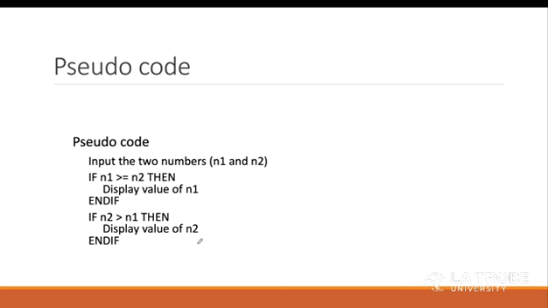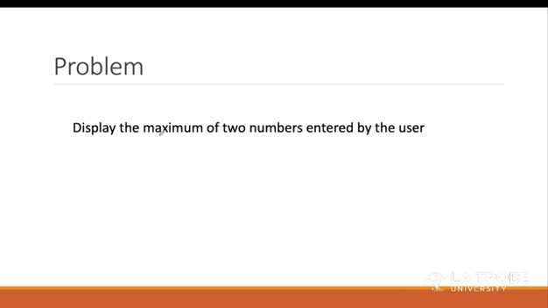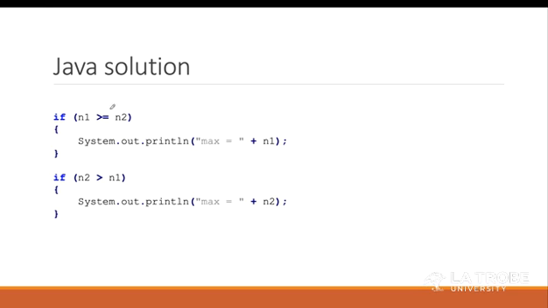Now the solution for this pseudocode, where you need to find the maximum of two numbers, is going to be: if your number 1 is greater than or equal to number 2, then you know that your number 1 is maximum. So in that case, you print out your number 1. If your number 2 is greater than number 1, then you know that number 2 is maximum and you print out that number.